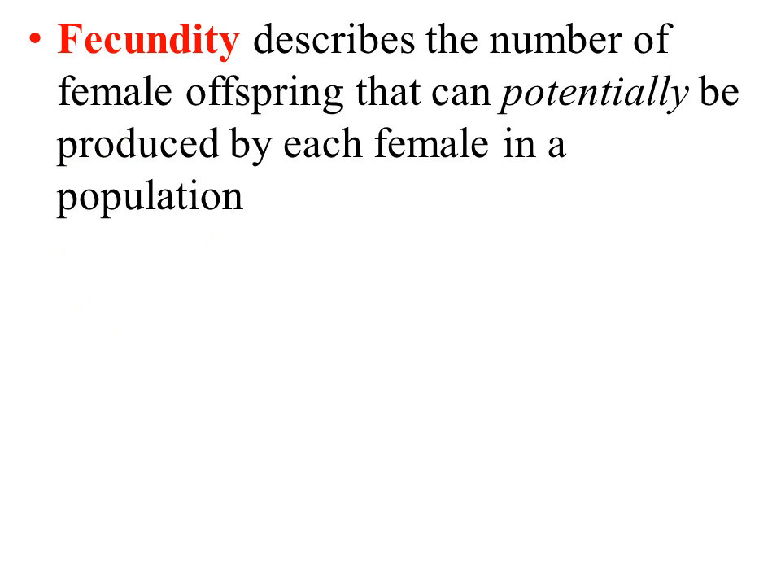Fecundity is one thing. It describes the number of female offspring that can potentially be produced by each female in a population. We talk about female offspring because if there's even one male and the male is fertile, then the number of babies that can be produced is more dependent on the number of females. If there's 5 females and 1 very fertile male, then that matters more than 5 fertile males and 1 female, because the female is the one producing.